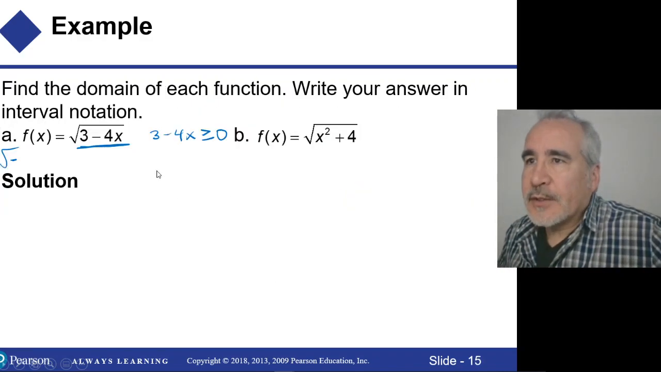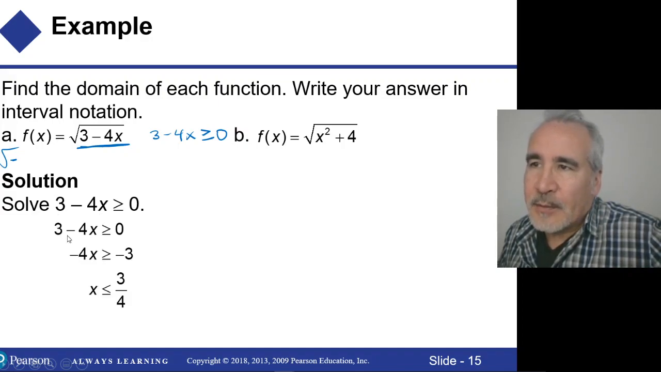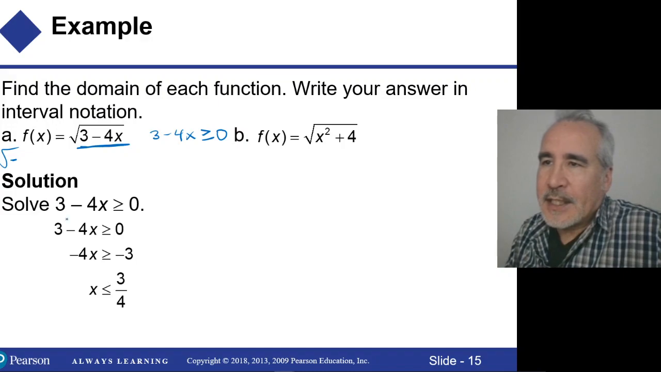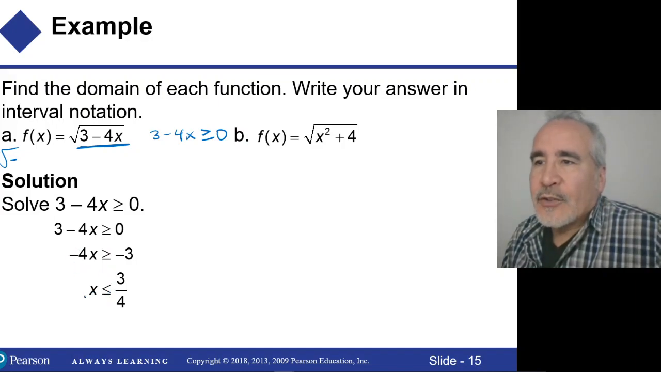So, oops, here we go. So we're going to solve this. So you'll subtract 3 from both sides. Then we divide both sides by -4. That's what they did down here. And when you divide by a negative, notice how the inequality symbol switched directions, flipped. Right? So x has to be greater than, or sorry, x has to be less than or equal to 3/4.